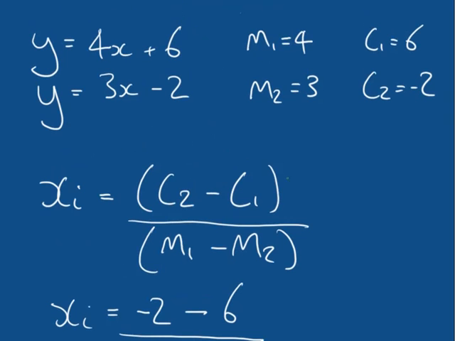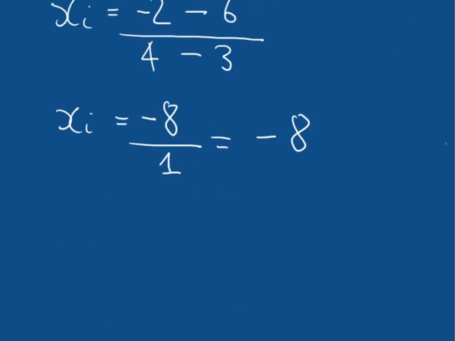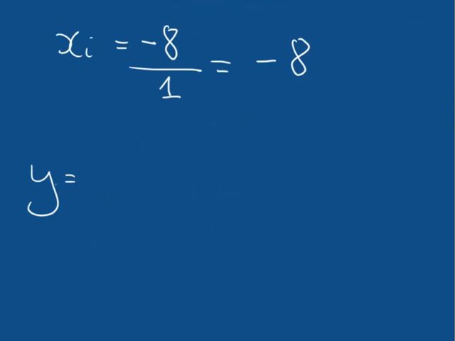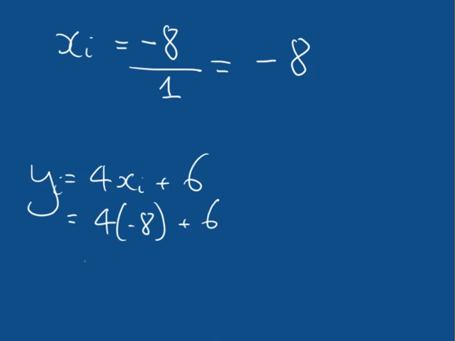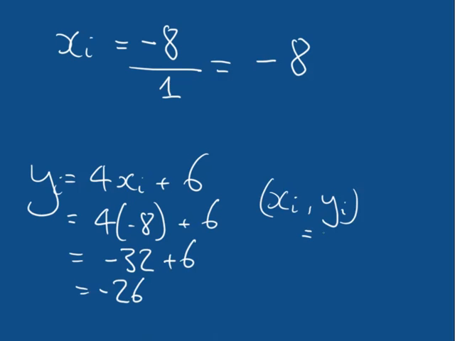We can now take this and use it in either of these equations to calculate the y point of intersection. So I'm going to use our first equation. So y is equal to 4x plus 6, which means yi is equal to 4xi plus 6, which is equal to 4 times minus 8 plus 6, which is equal to minus 32 plus 6, which is equal to minus 26. So our point of intersection, xi, yi, is equal to minus 8, minus 26.